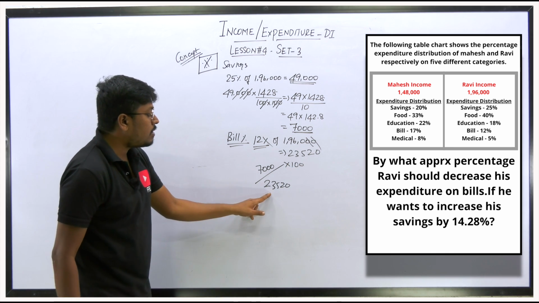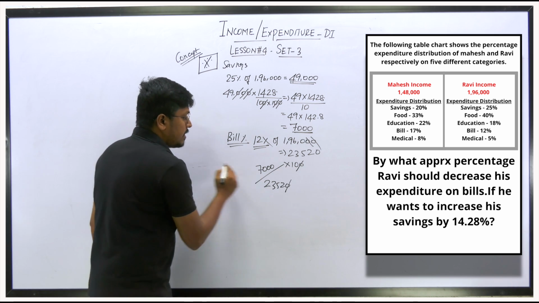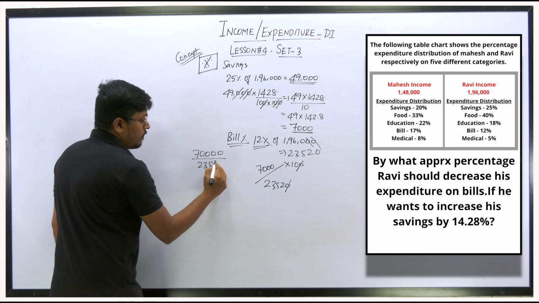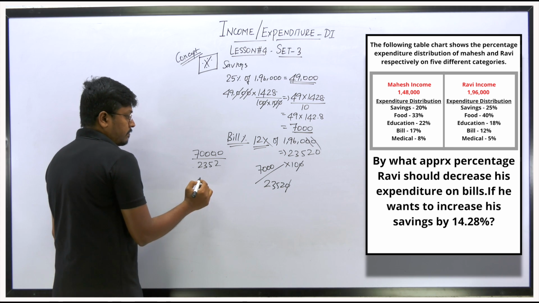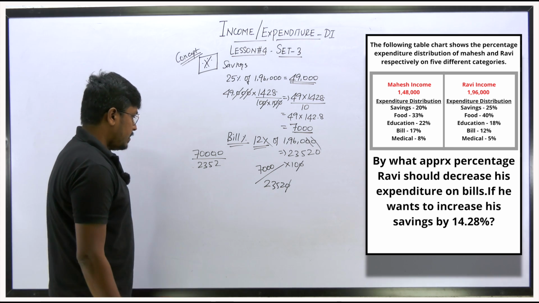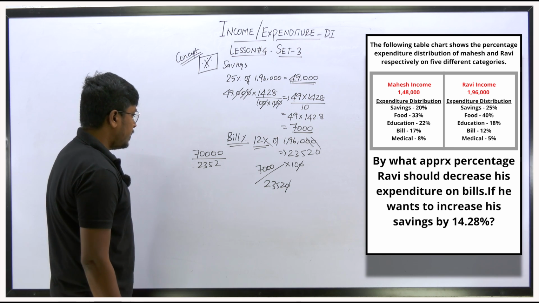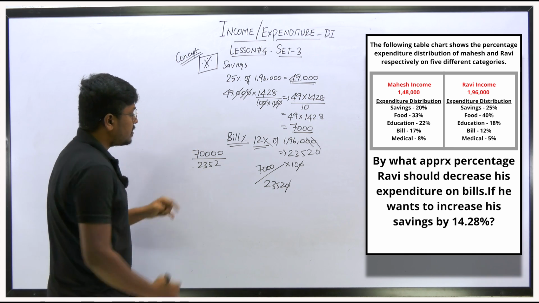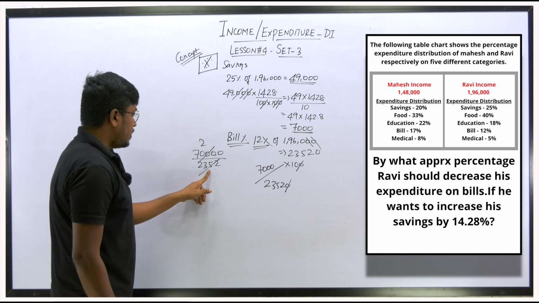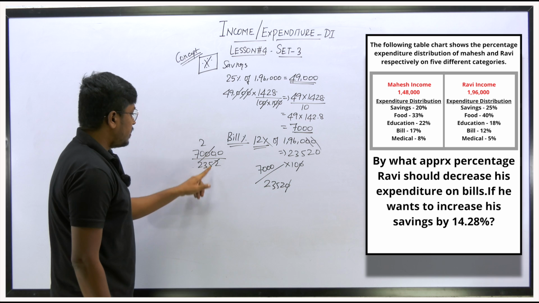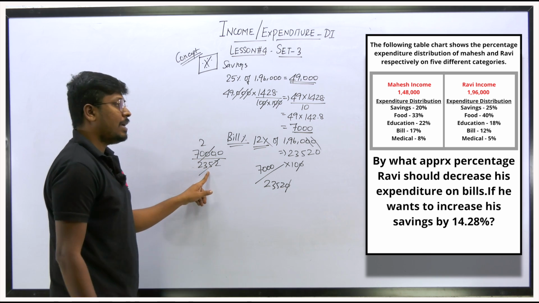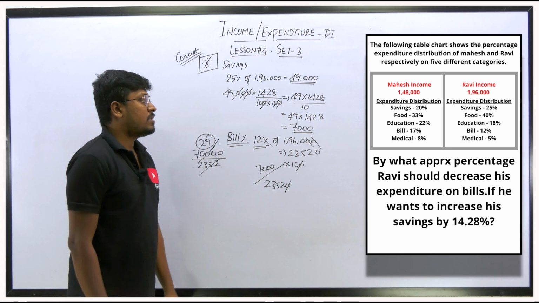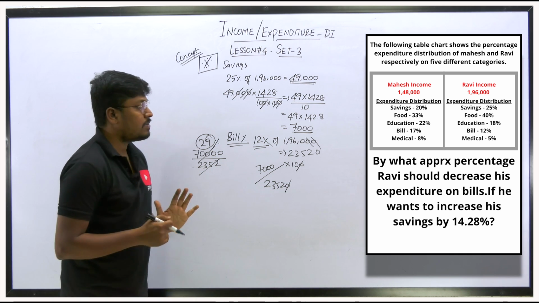So 7,000 by 23,520 into 100. So we can cancel 0, 0 here. So 0, 3 zeros and 4 zeros, 70,000. So 2352. Got it? So now we need to divide this. 7,000, 2352. So 2 times will be, 3 times will be more than 7,000. So this will be 2 times. Understood? So now, so 4,000. 18, 17, 20 times will not be, so 9 times. So we can say approximately 29%. So approximately 29% will be the answer for this question.